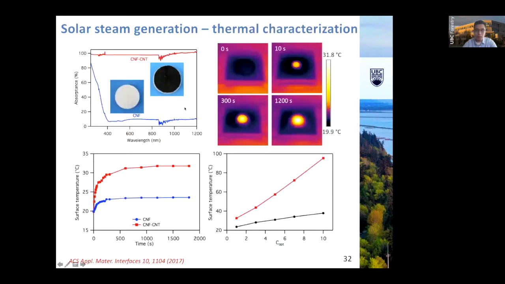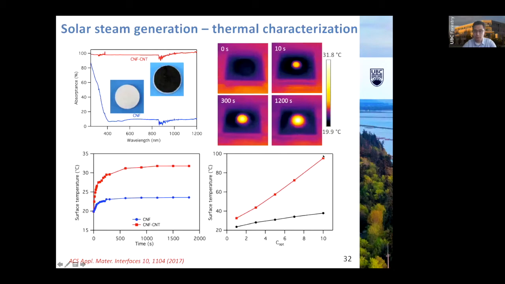So those are the absorbance data. From the visible to the near IR region, we can see that the surface of the CNF CNT shows close to 100% absorbance, and for this one it's very low absorbance in the visible and the IR region. Therefore, this is more effective in converting solar energy into heat. Based on the temperature, you can see the coated one under one solar illumination reaches about 32 degrees, and the uncoated one is only about 23 degrees Celsius.